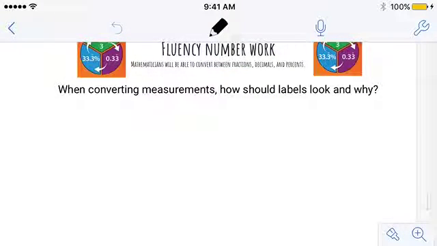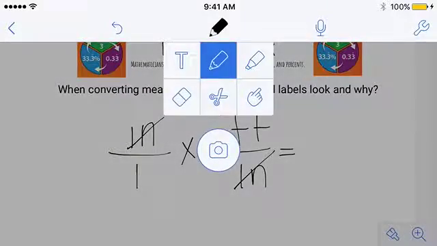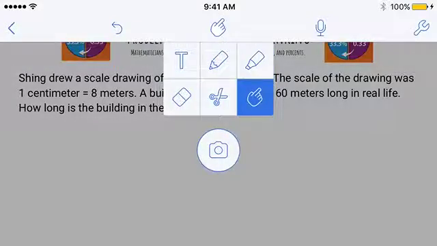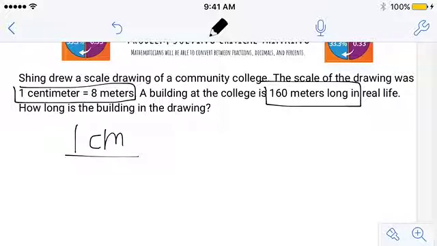So converting measurements, we should see labels that are crisscross from each other. So if you're converting inches to feet, you should see this so that your inches can cancel out. For this problem here, you should be using the conversions that they give you and the original length. So your measurements should match up across from each other.